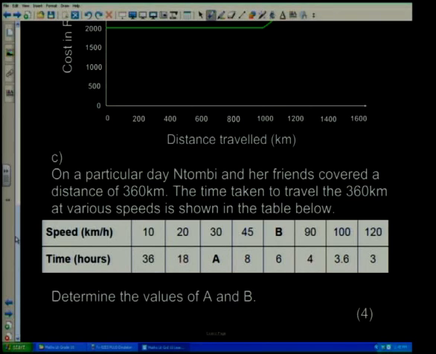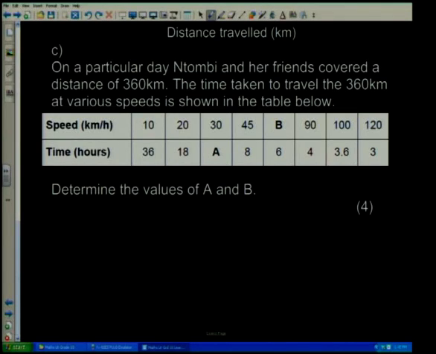If they were traveling at 20 kilometers per hour, 18 hours. And let's just check the highest. If they were traveling at 120 kilometers an hour, it would take them 3 hours. Now we're looking for the value of A and B. We're looking to determine the value of A and B. So what can we see?